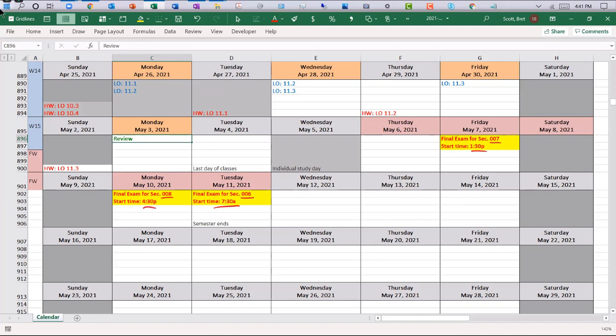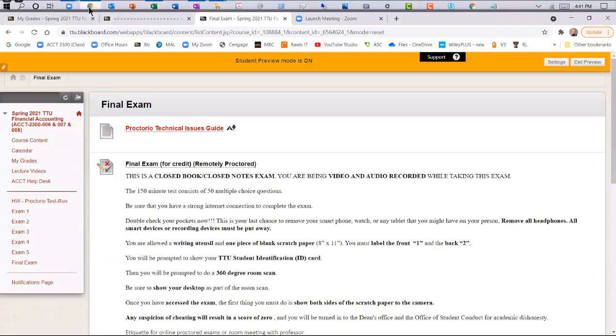To access your final exam, you simply go to Blackboard like we've done with all of the other exams, find the final exam folder, click in there, and you will see your final exam link. You currently don't see it because it's not the final exam yet, but that's where it will be. Same process as before. Make sure you have Proctorio installed on your computer, etc. We'll talk more about that, of course, as we get close to the exam.